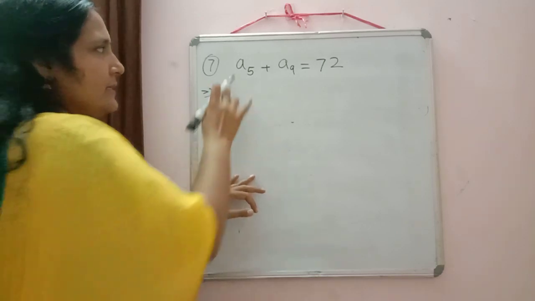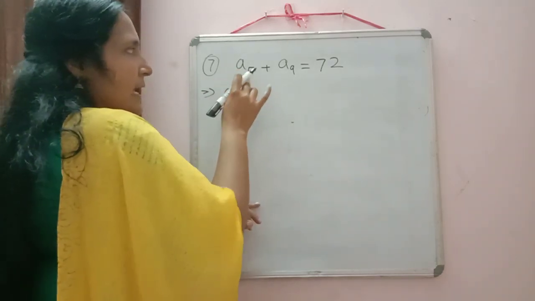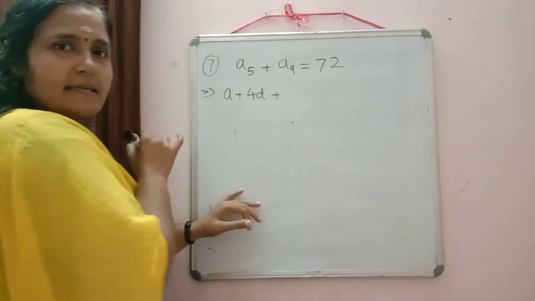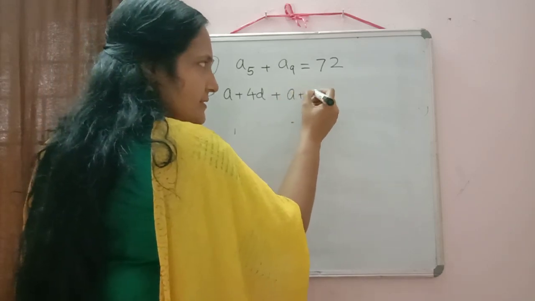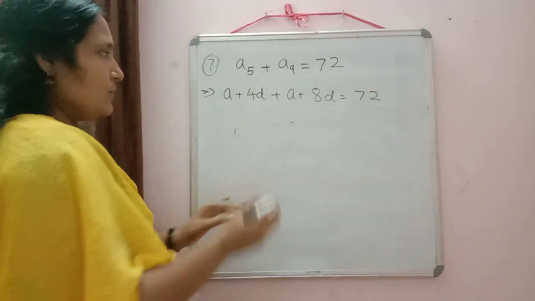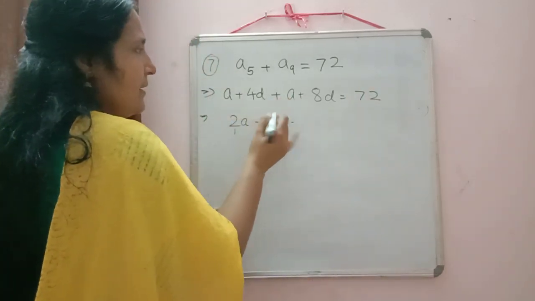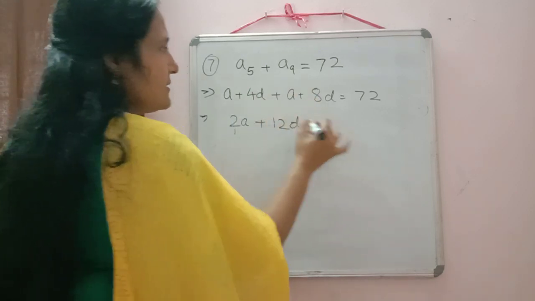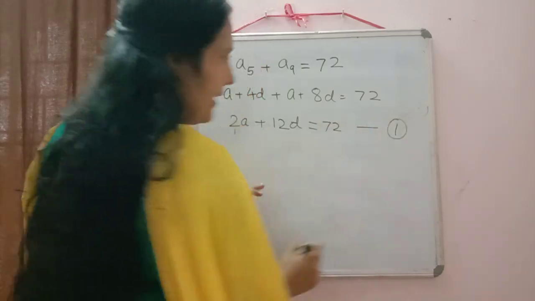Now simplify it. A5, the 5th term, according to the formula what will come? A plus 5 minus 1, 4D. Similarly, A9 can be written as A plus 8D is equal to 72. A plus A will be equal to 2A, plus 4 plus 8 will be 12D, is equal to 72. Make it equation number 1.